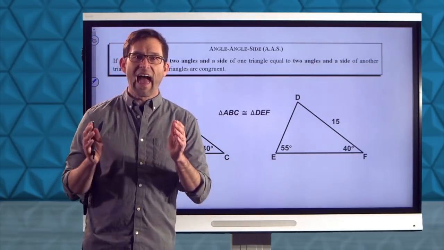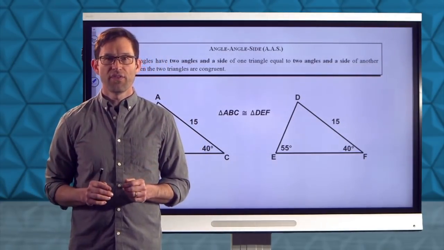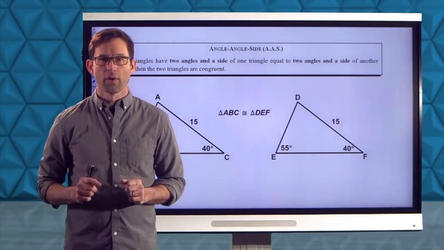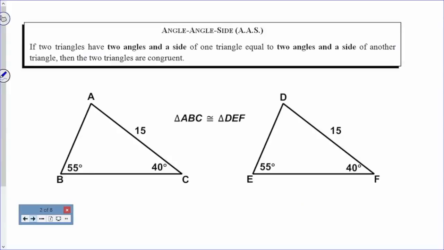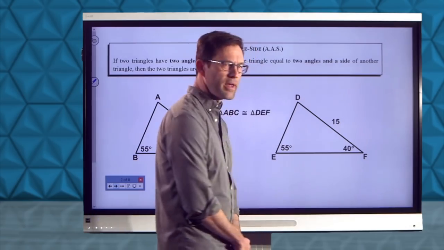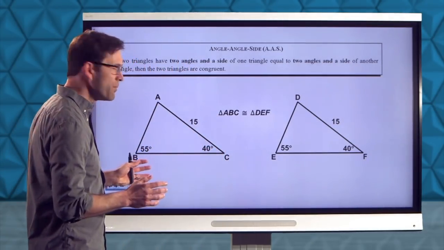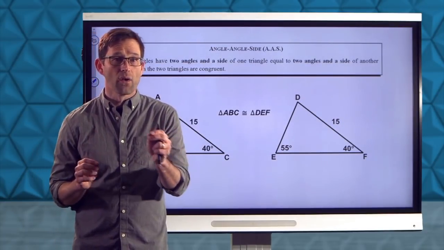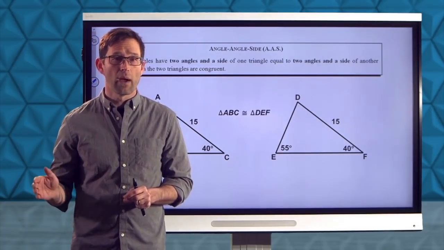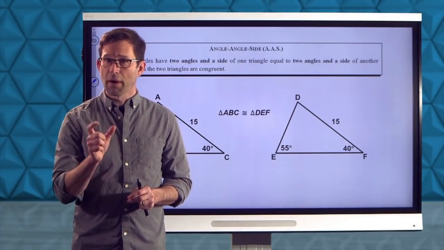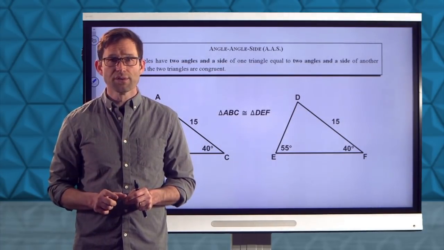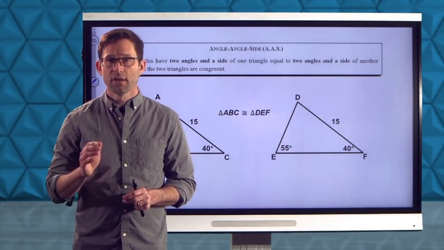All right, the angle-angle-side theorem. Let me read it over for you. If two triangles have two angles and a side of one triangle equal to two angles and a side of another triangle, then the two triangles are congruent. All right, now, this is very, very interesting because what we're saying now is that we don't necessarily have to have angle-side-angle, i.e. the side between the two angles. What we simply need to have is a pair of angles equal to another pair of angles, and then one of the sides equal to the other.